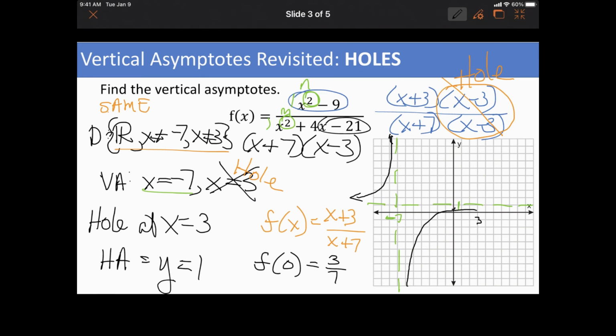Well, guess what happens at 3? It's not a line, it's a hole. You know what a sinkhole is? It's like the road is going, it's going. Then there's this big hole in the ground, literally. And then you have to jump over it and keep going at the other side, right? That is your hole.